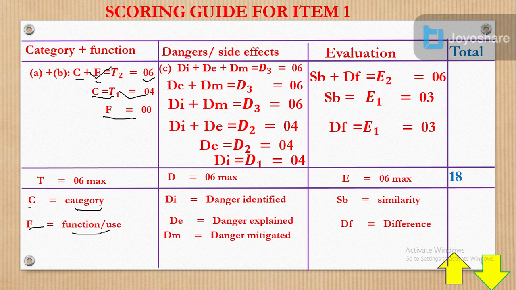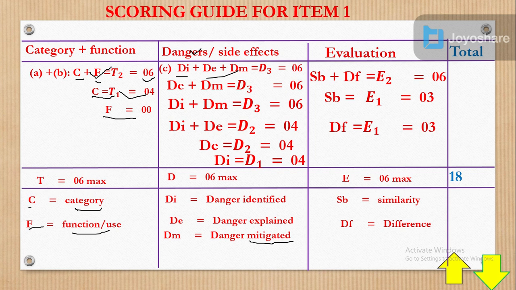Now we come still to item 1. Since I talked about a category which has been a soap detergent, the function is removes dirt from clothes. Now let's see, is there any danger of these detergents? Yes, we can say these detergents may result in skin burn. Now for that skin burn, we have DI, DE and DM. So DI means danger identified, DE means danger explained, and DM means danger mitigated. Please, the word mitigated means solving the problem.